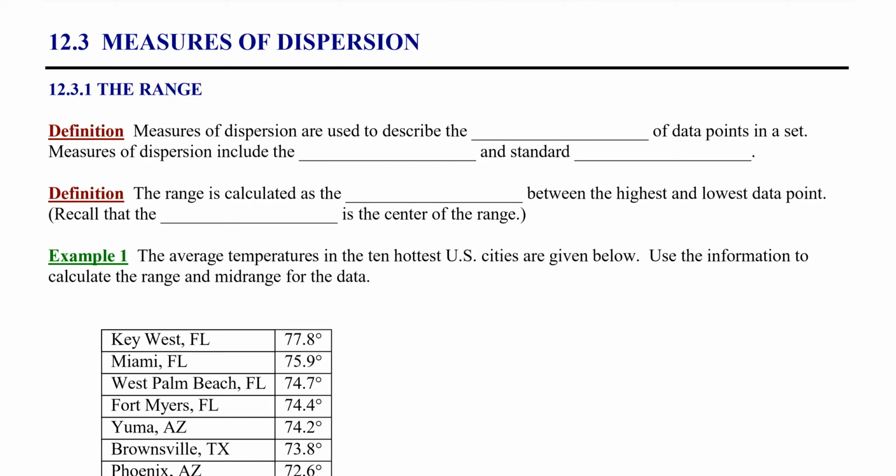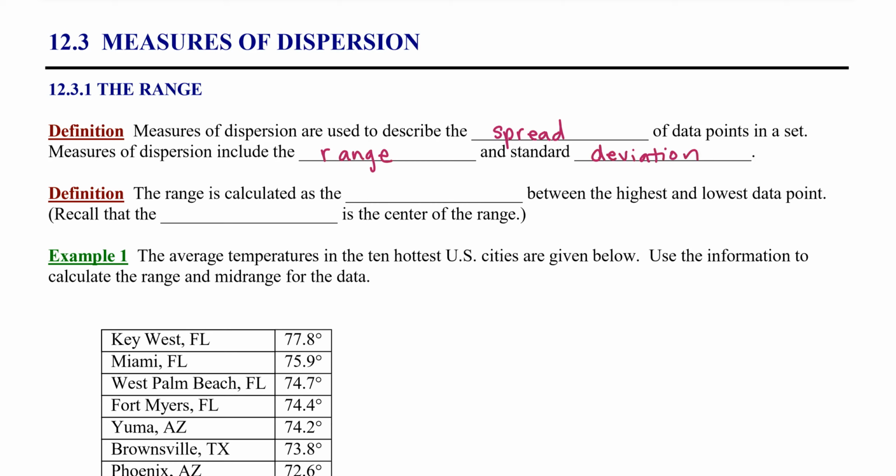In addition to measures of central tendency, another way that we can understand a data set is by using measures of dispersion. In section 12.3, we'll learn about the range and standard deviation. Now, measures of dispersion are used to describe the spread of data points in a set. Remember, the mean, median, mode, and mid-range are describing how the data tends toward the center. Measures of dispersion tell us how data is spread. Measures of dispersion include the range, we've already discussed that briefly, and standard deviation.